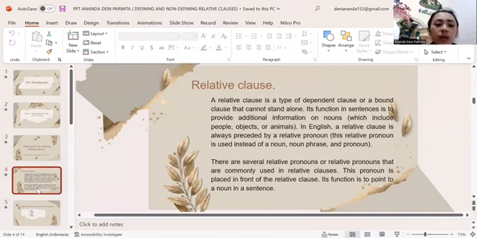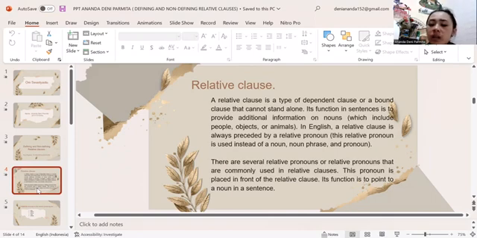So, now I will explain about relative clauses. A relative clause is a type of dependent clause, or a bound clause, that cannot stand alone. Its function is to provide additional information on nouns, which include people, objects, or animals. In English, a relative clause is always preceded by a relative pronoun. This relative pronoun is used instead of a noun phrase and pronouns.